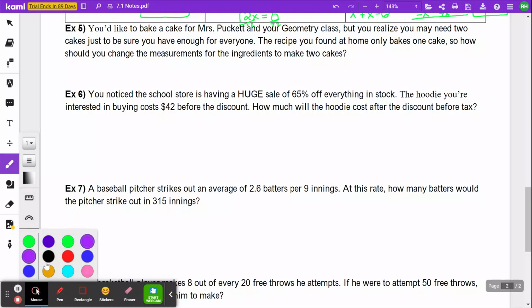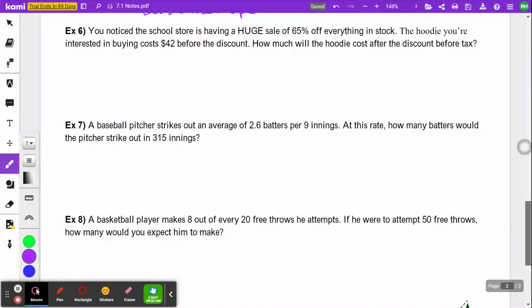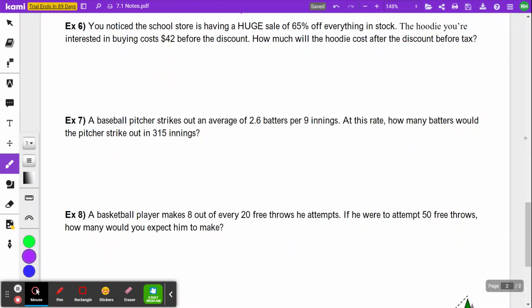We're actually going to skip number 5. It's just asking you what you do to a recipe to make 2 cakes instead of 1. Hopefully you guys all know that you would have to double those measurements by 2, right? So double the recipe to make 2 cakes, okay? So let's talk about the next few. Those are the most important ones. I'm trying to get you through this as quickly as I can, okay?